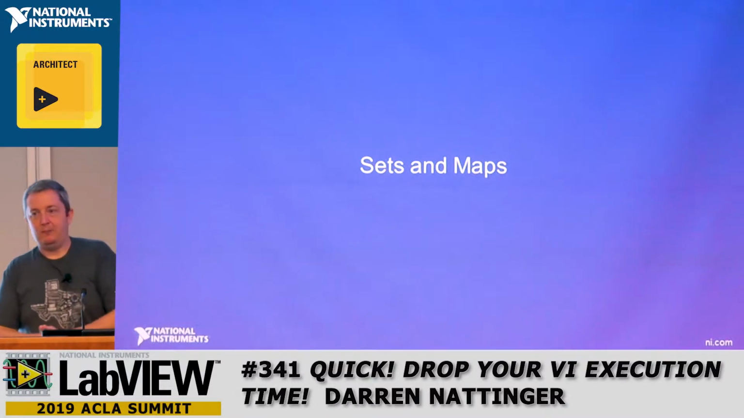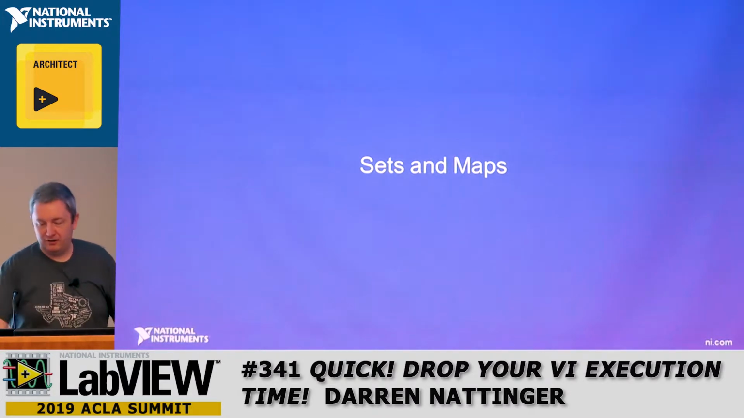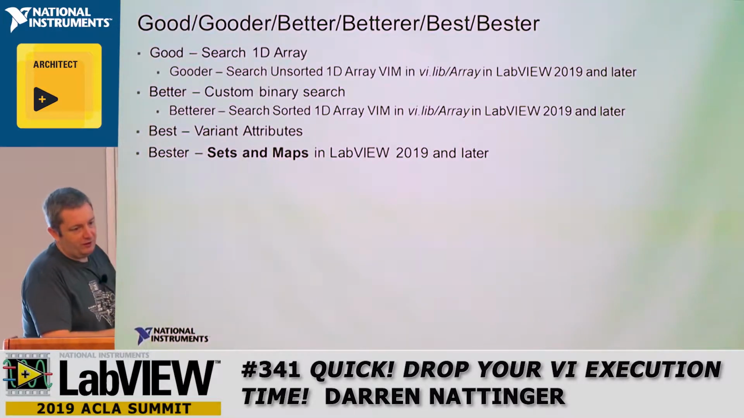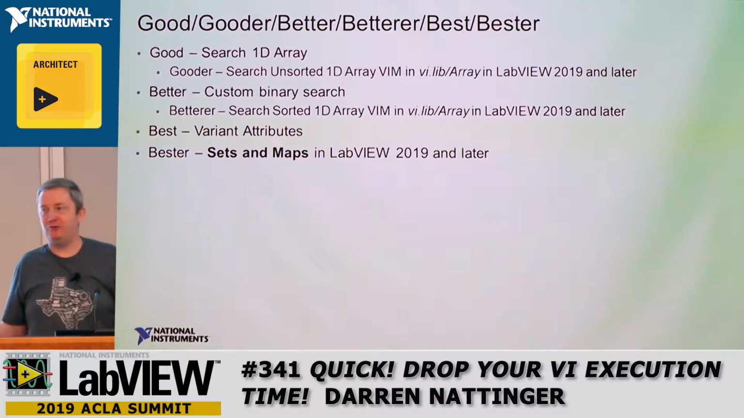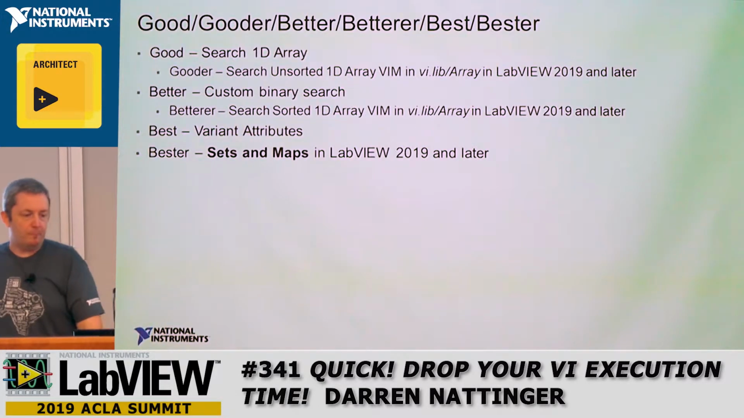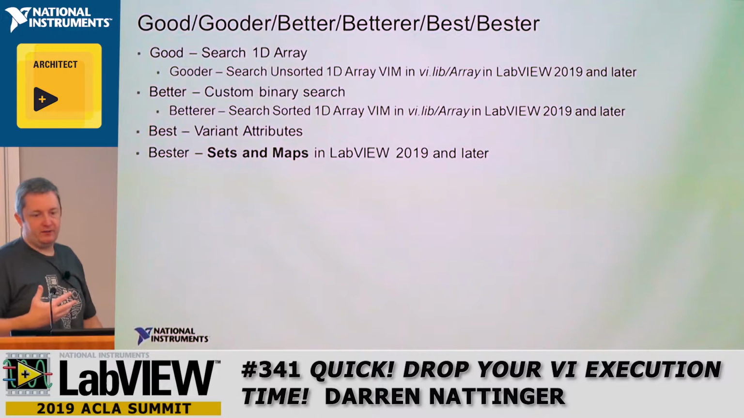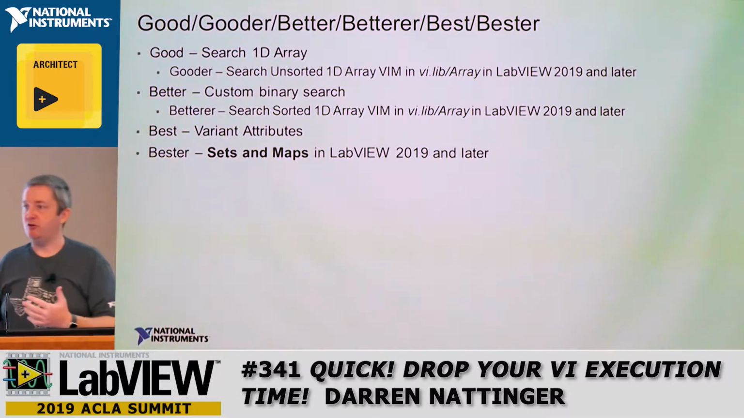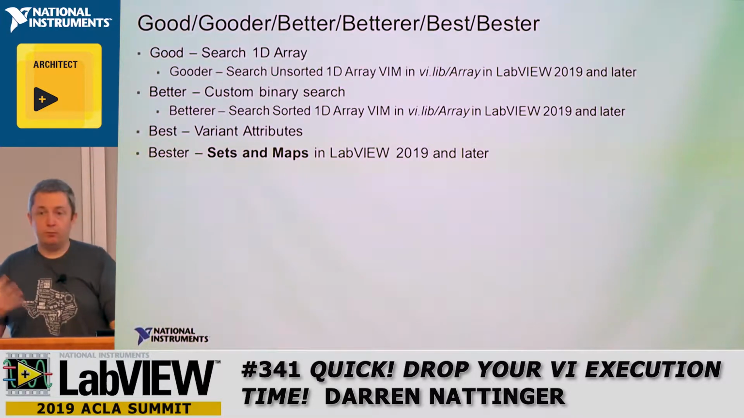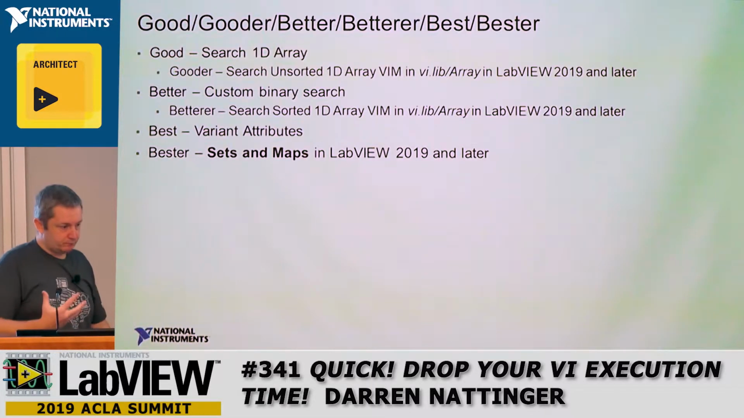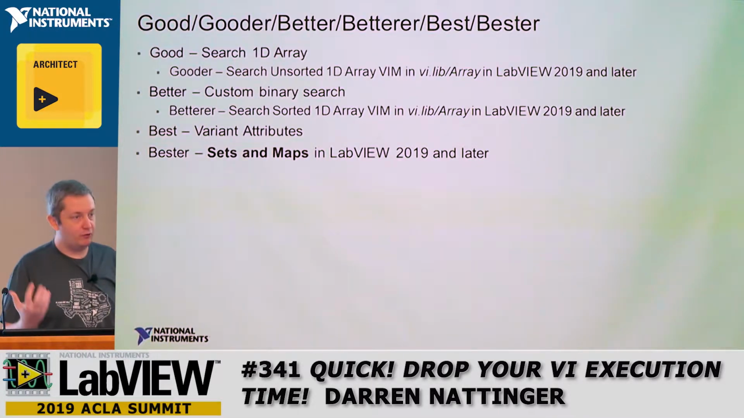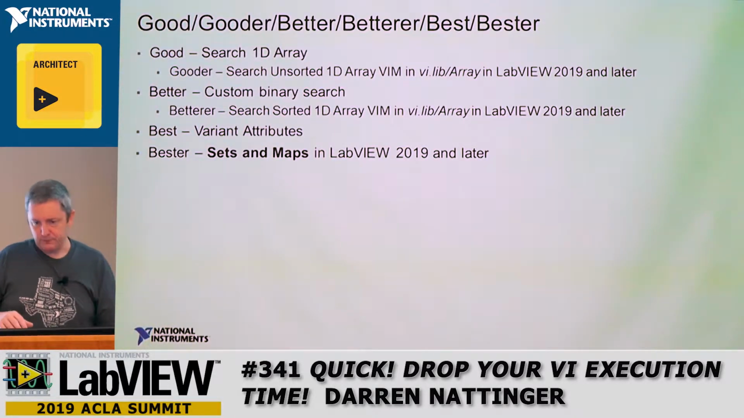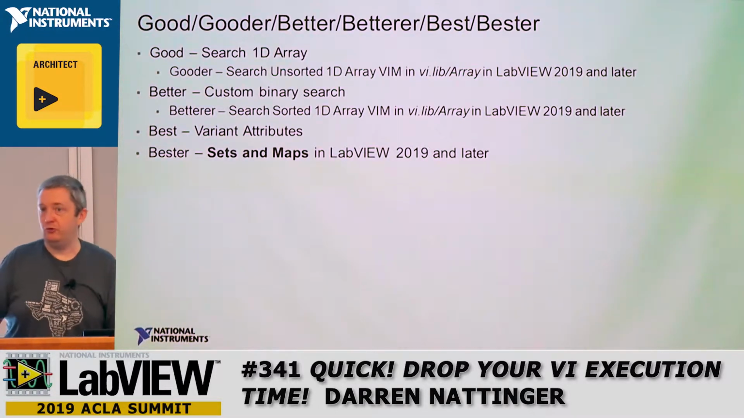All right, I'm going to talk about sets and maps. Now, everybody's heard good, better, best, right? Well, here's good, gooder, better, betterer, best, and bester. A lot of the time you can get away with just using search 1D array when you're doing lookups. We have a malleable VI in vi.lib/array that lets you pass it a search algorithm, like a class or a VI reference, if you want to define your own way to search the unsorted array. But more performant is doing a binary search if you can. And for that, in 2019, we also added another malleable VI that lets you pass in your own class-based or VI reference-based search algorithm.